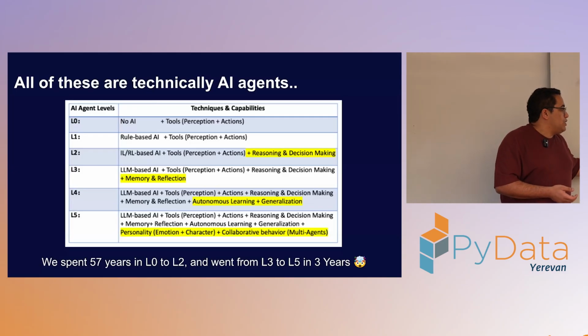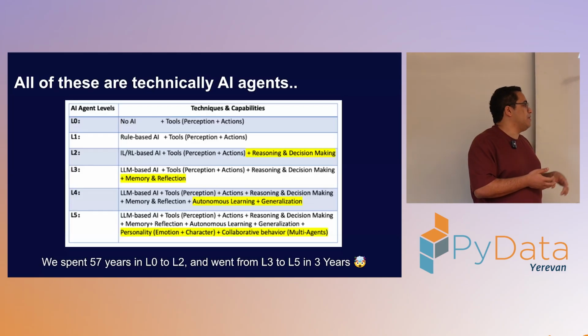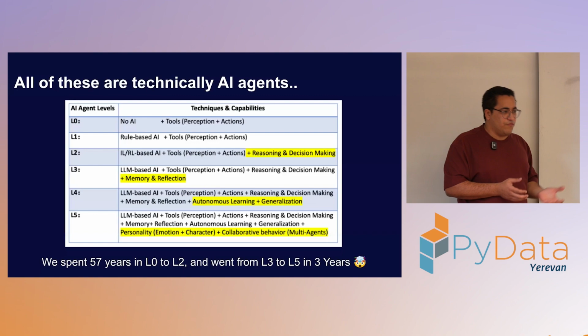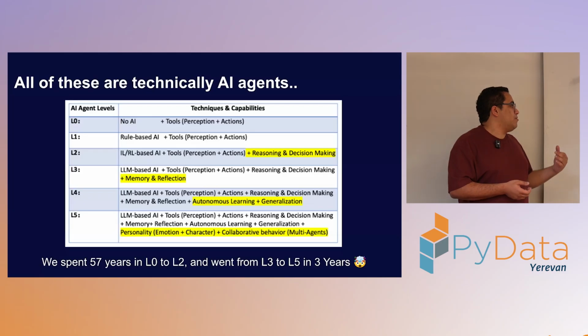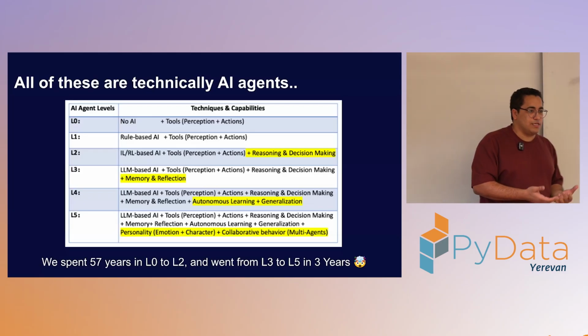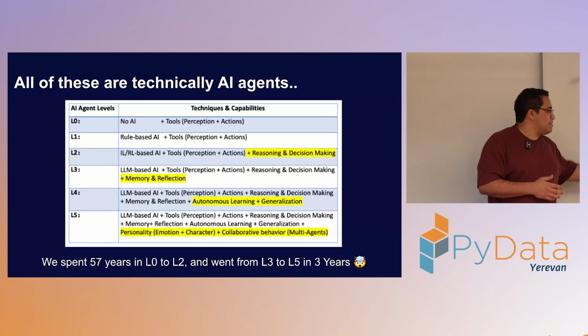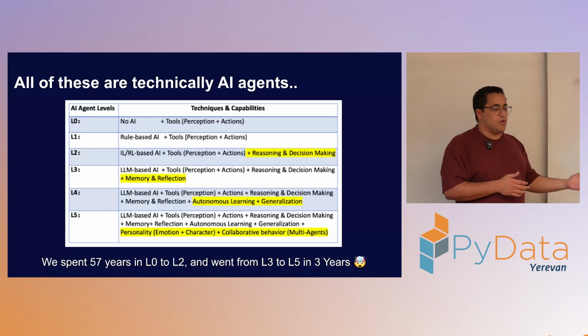Level 4, which we call today agents, is the LLM-based agents. They have the tools, they have the action, they have everything, but they have some degree of autonomous learning, which is not similar to what people called learning 3 or 4 years ago, and also some kind of generalization, which is not exactly what people called generalization 3 or 4 years ago. But this is what people call things now. And we will try to clarify them as we go forward.